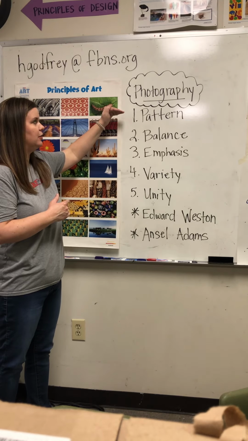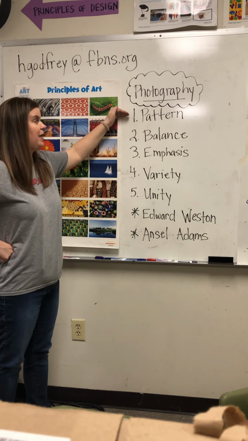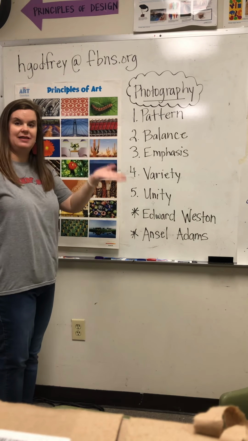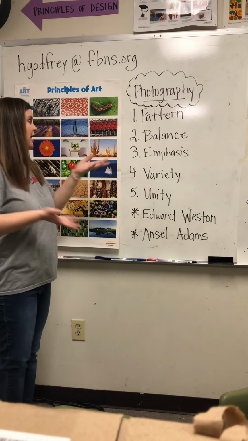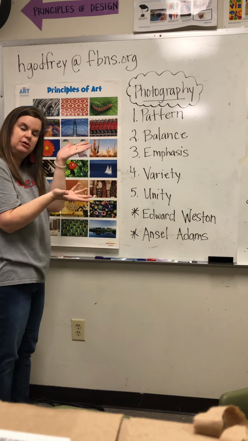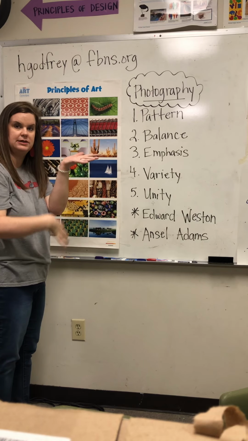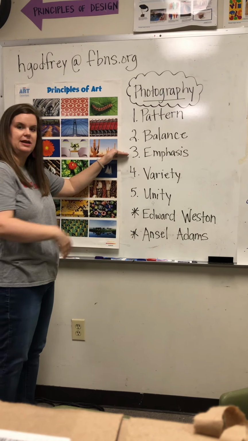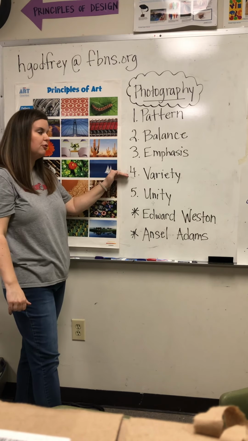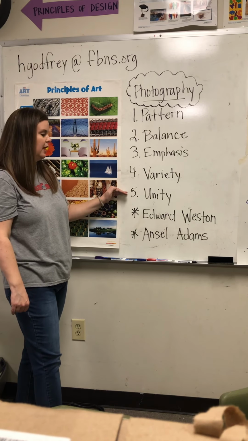So you're going to be looking for 3 photographs, 3 different images of pattern, 3 different images of balance, finding things that balance, not only like 2 chairs beside each other or 2 trees, but it could be balance with reflection, where you see the same trees, but when they're reflected in the water, you see them reflected below. Emphasis, I need to see 3 images of emphasis, 3 of variety, 3 images of unity.